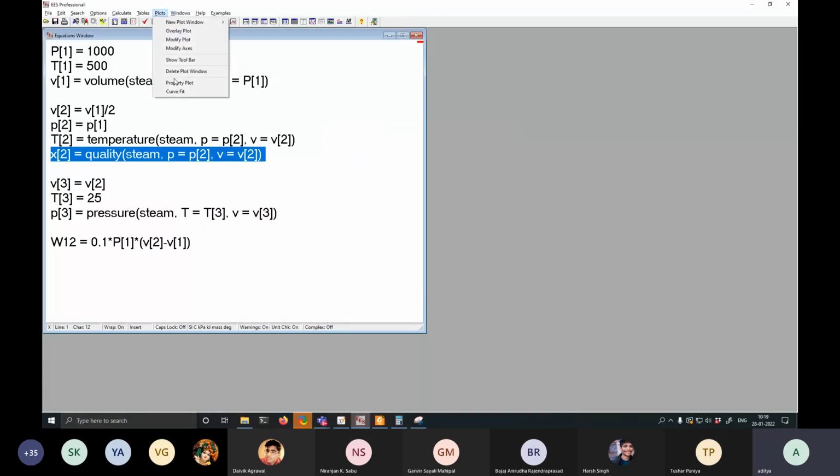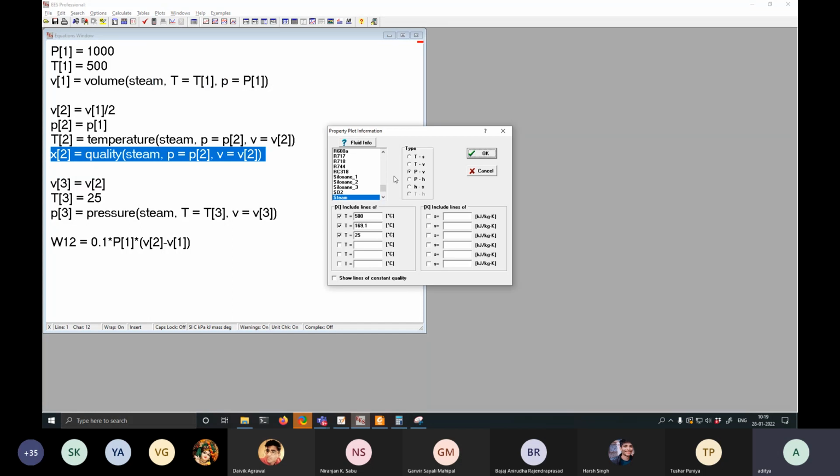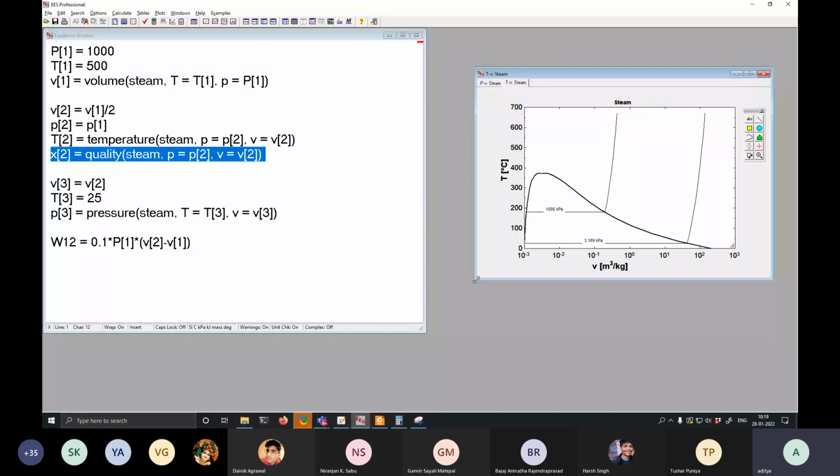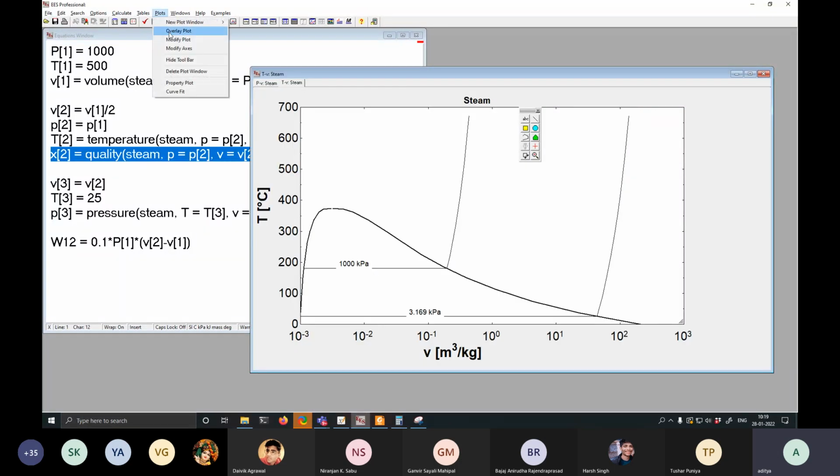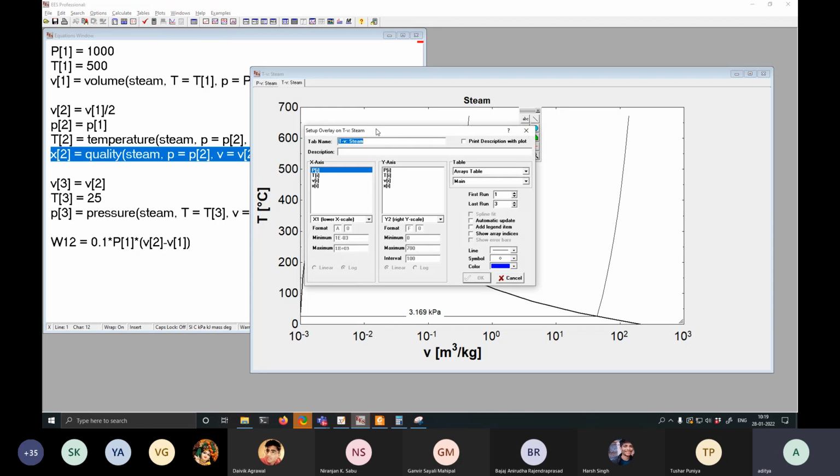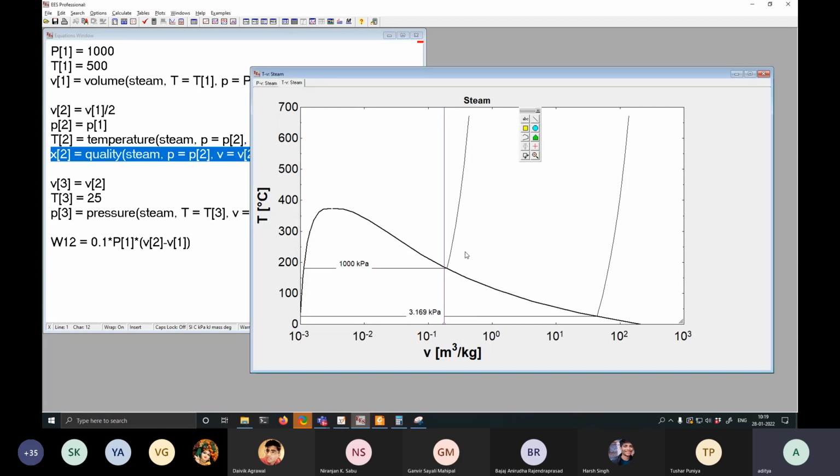We'll go to plots, property plot, steam, TV diagram. We don't want to include this. We will include pressure of 1000 and pressure of 3.169, right? Okay. Now in this plot, we will go to plots, overlay plot. On the x-axis, we have the specific volume. On the y-axis, we have the pressure. We click on OK.